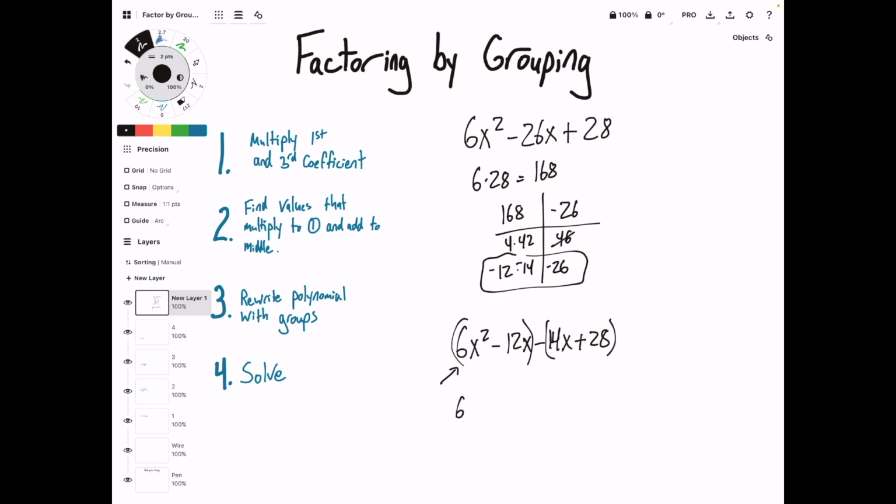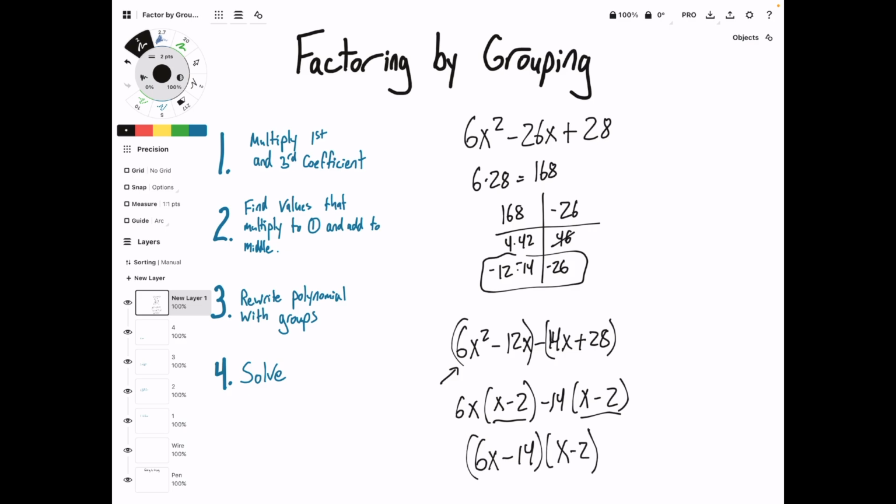Factor this one first. 6x times x minus 2. Then we're going to take a negative 14 out here, which is going to leave us with x minus 2. So matching terms, good sign. 6x minus 14 times x minus 2.